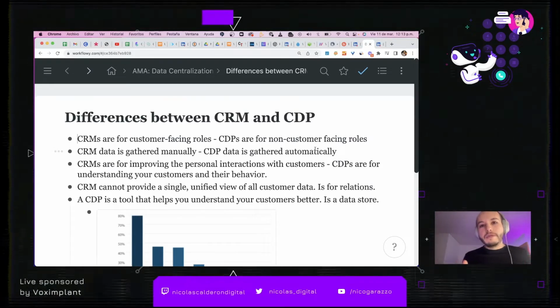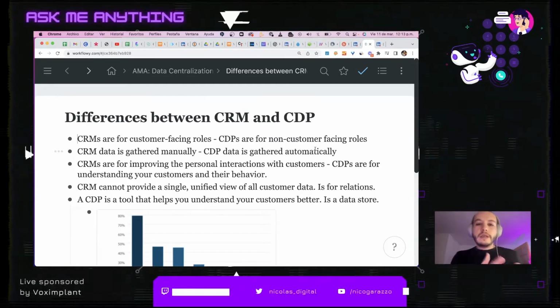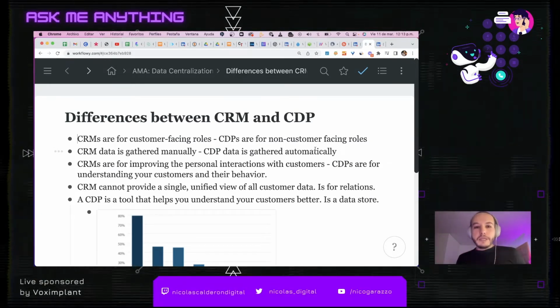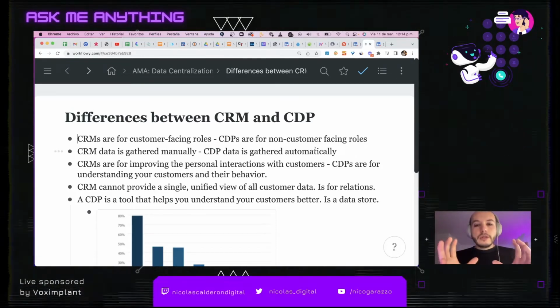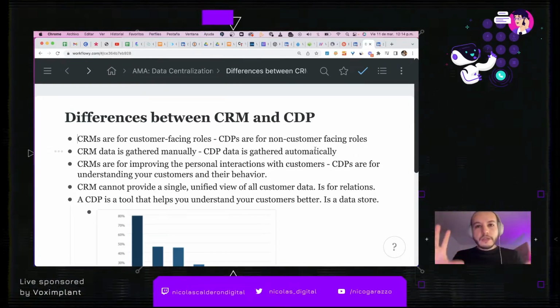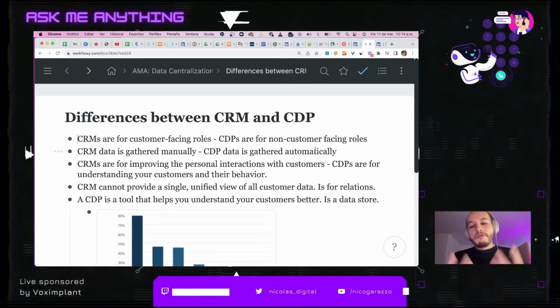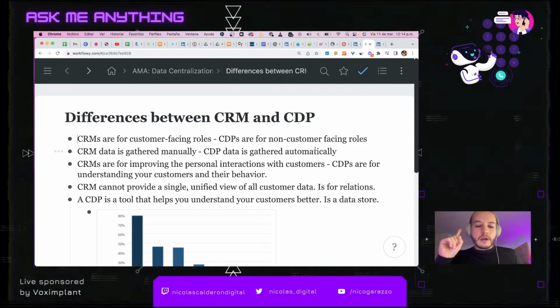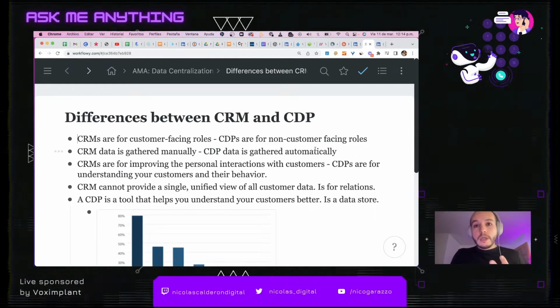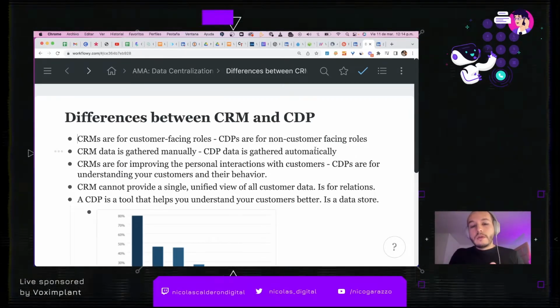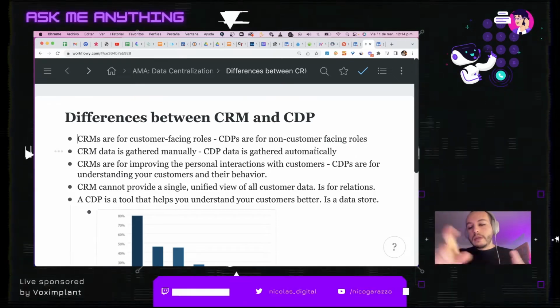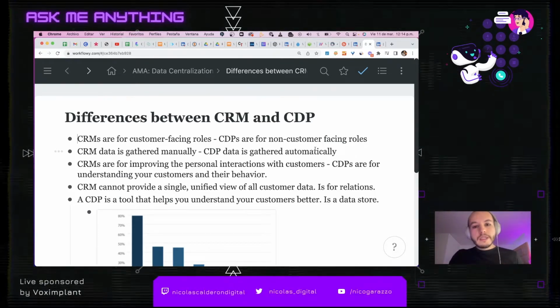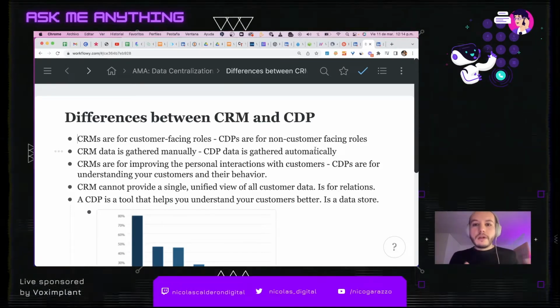Now, let's talk about the differences between a CRM and a CDP. CRMs are visual interfaces built for customer-facing roles. This means sales, customer support, and maybe the delivery and logistics team, who need to check on the purchase. This is connected with the ERP.